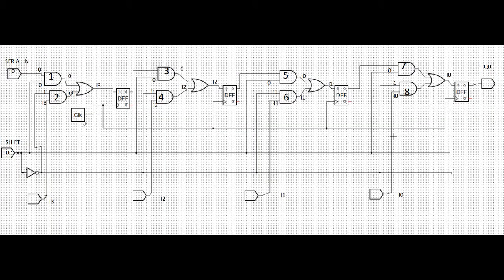Working of a PISO shift register. That means parallel in, serial out shift registers. In this register, we input the data parallelly, or all the bit data simultaneously. That is, I3, I2, I1 and I0 will be entered at the same time in the respective D flip-flops, and we will get the output as Q0 from the last D flip-flop.